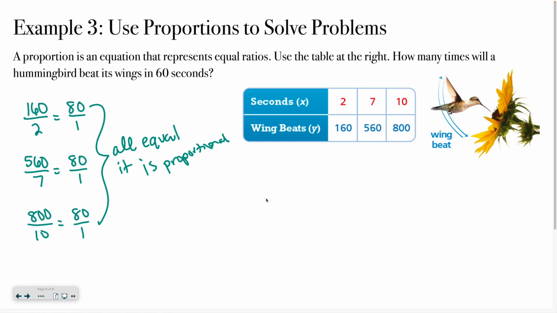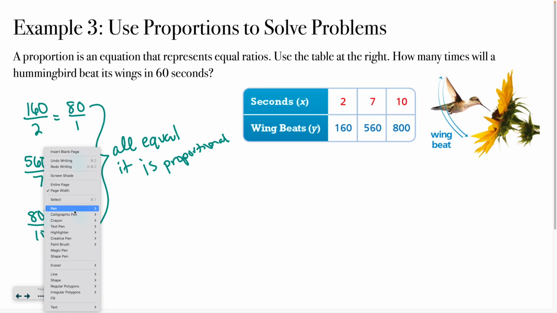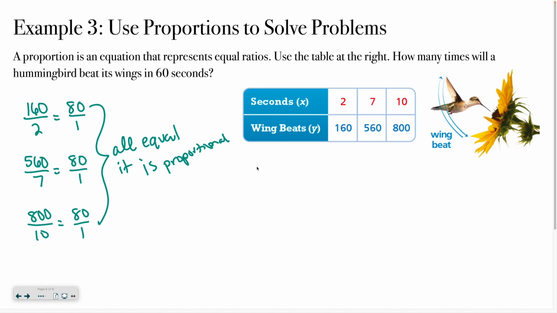Okay, so now what I can do is, this is 80 beats per 1 second. Okay, so 80 beats per 1 second. I have two different ways that I can solve this. So I could say 80 beats per 1 second, and I could just say times 60 seconds equals the number of wing beats, right? And if I were to do that, this is like a 60 over 1, right?